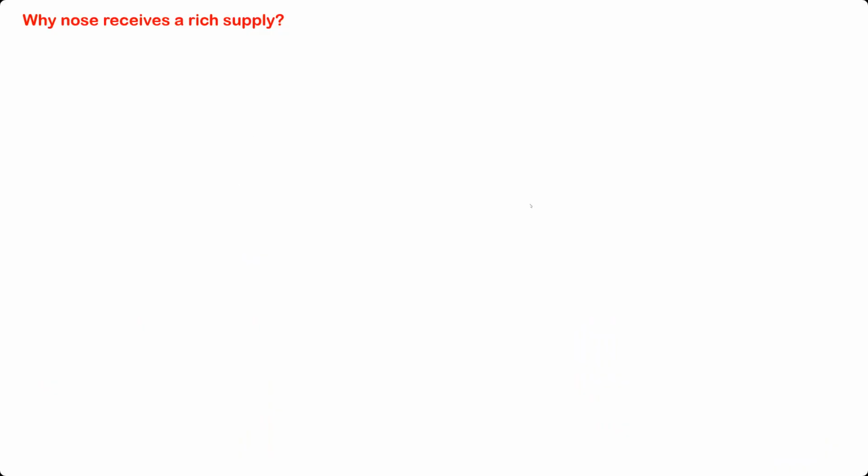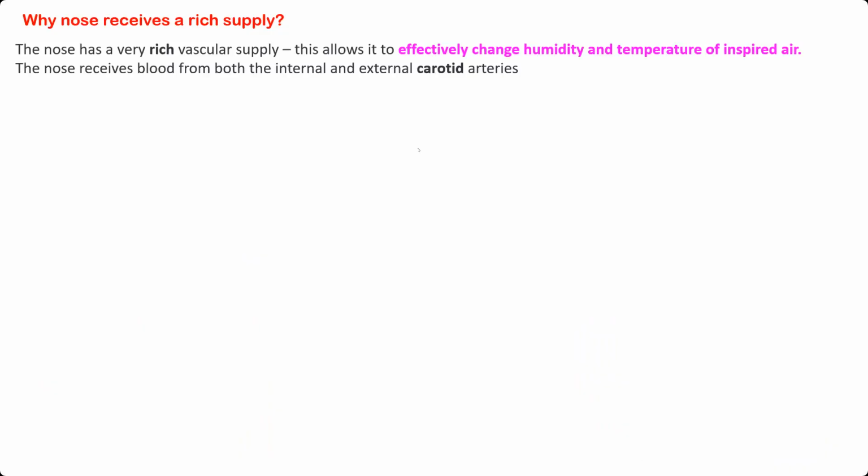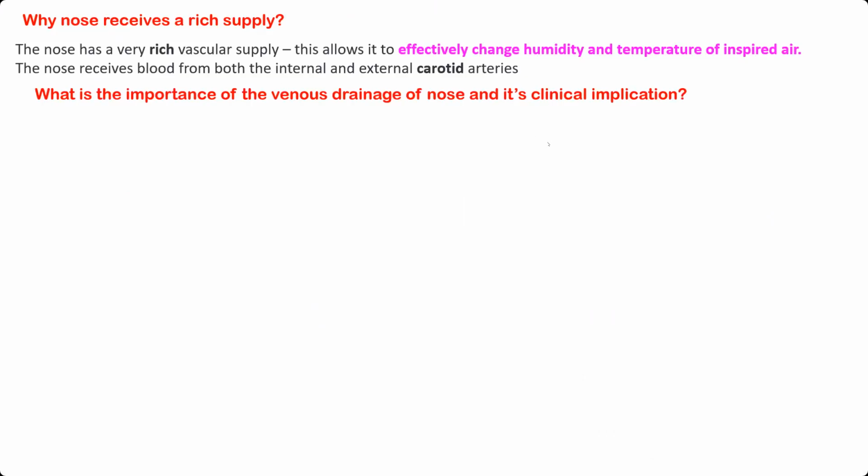Now, why does the nose receive such a rich blood supply? Already we have seen the answer for that. It is to effectively change the humidity and temperature of the inspired air. So the nose receives blood supply from both high pressure vessels, like branches of the internal and external carotid arteries.